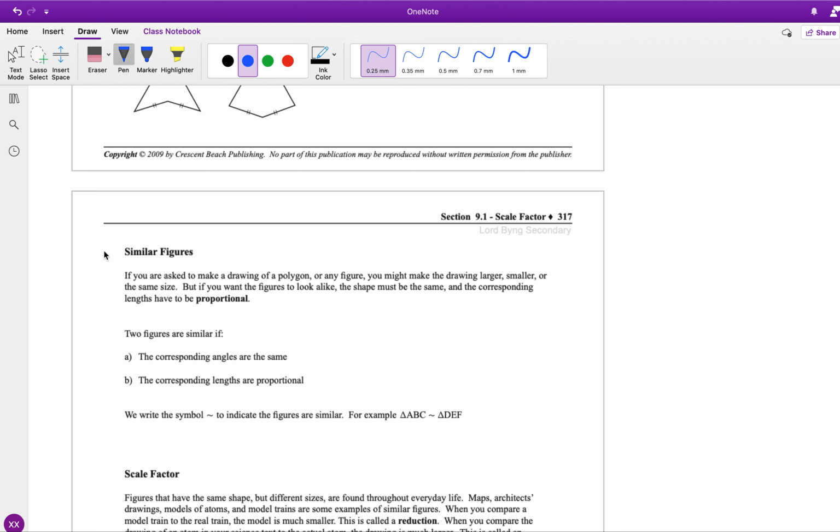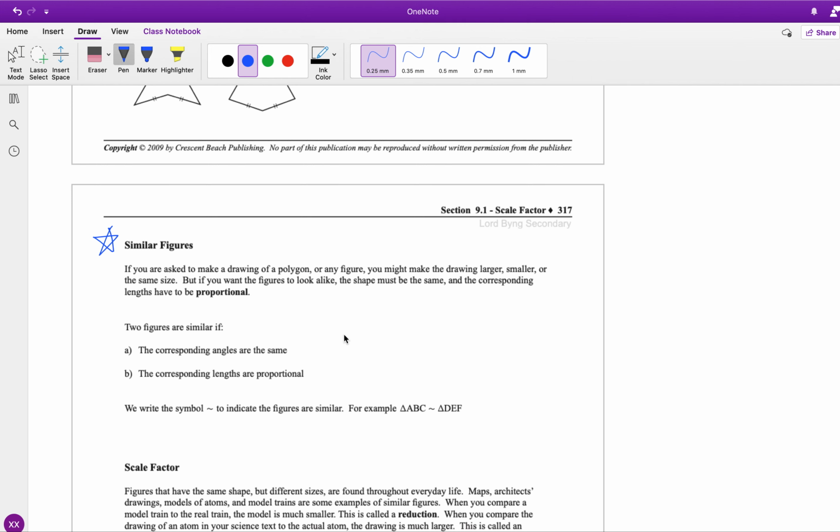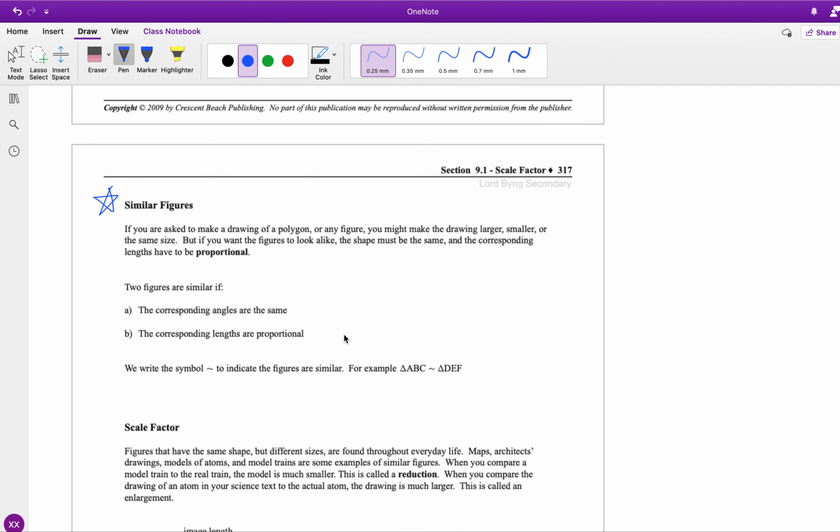Similar figures: this one is new in this section. So what is a similar figure? If they're similar, that means their corresponding angles are absolutely the same. Also, the sides are proportional. If they're exactly the same, then they are the same triangle. That's called a congruent triangle, right? So the angles are all the same.